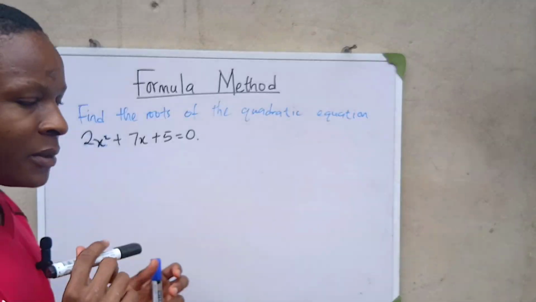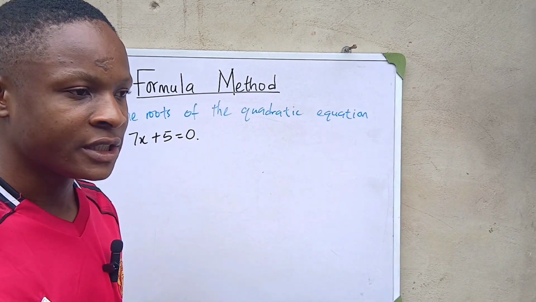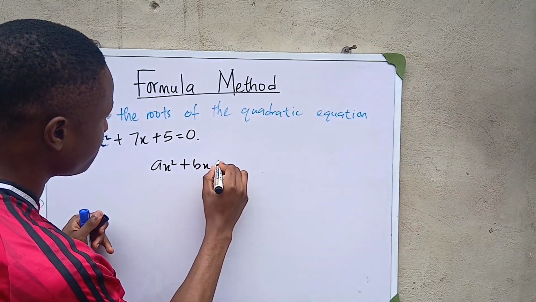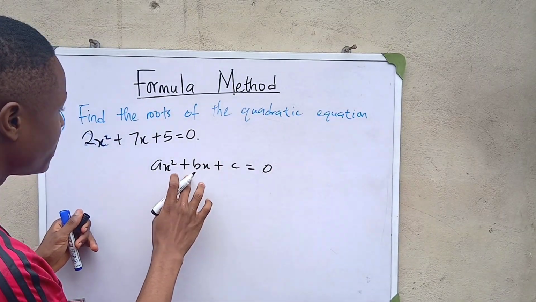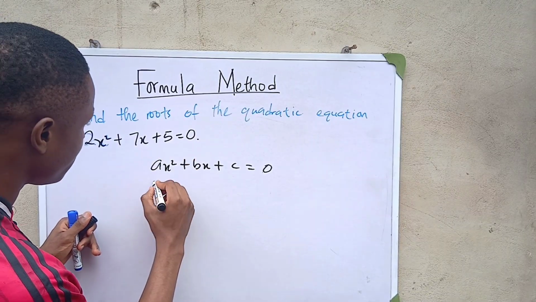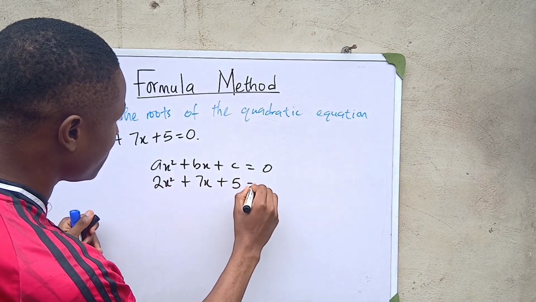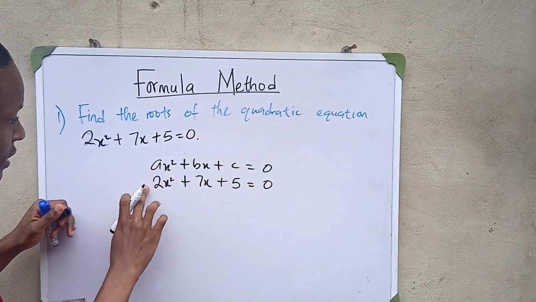Now when using the formula method, the first thing we have to do is write the general form of a quadratic equation, which is ax squared plus bx plus c is equal to 0. Now we are going to compare the general form with the quadratic equation that they have given us. So we have 2x squared plus 7x plus 5 equals 0. Now we are comparing our coefficients.